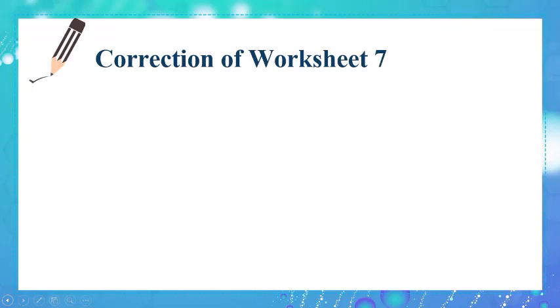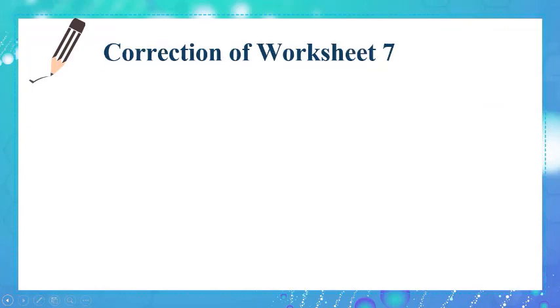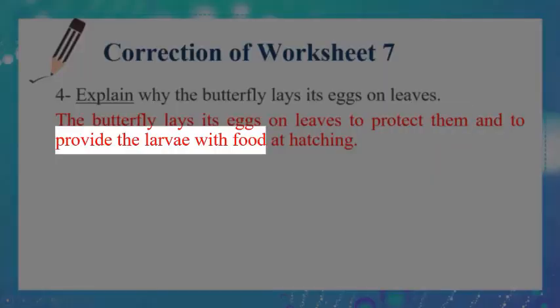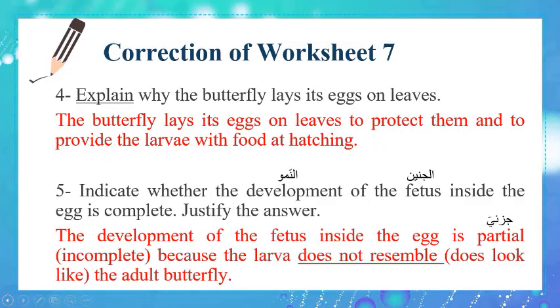Let's correct the questions. The butterfly lays its eggs on leaves to protect them and to provide the larva with food at hatching. The development of the fetus inside the egg is partial or incomplete because the larva doesn't resemble or look like the adult butterfly.